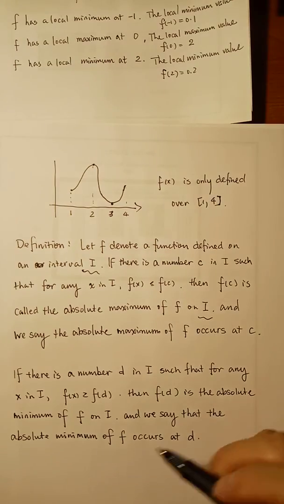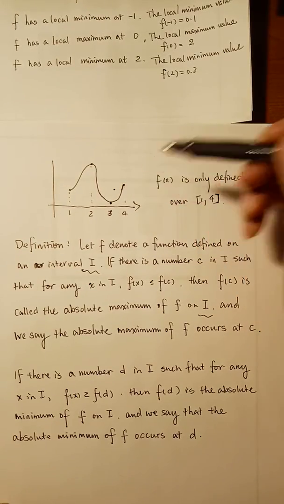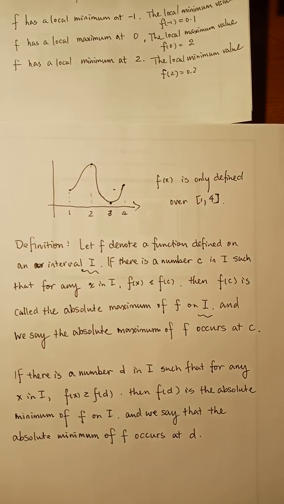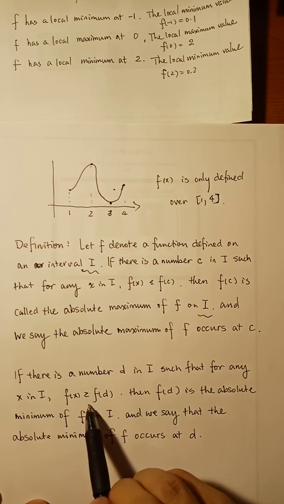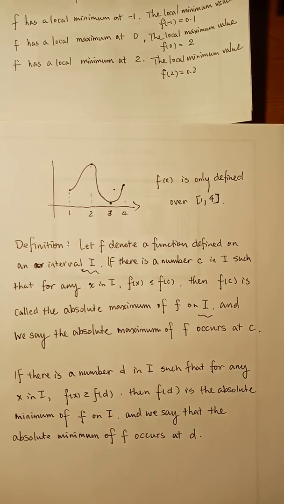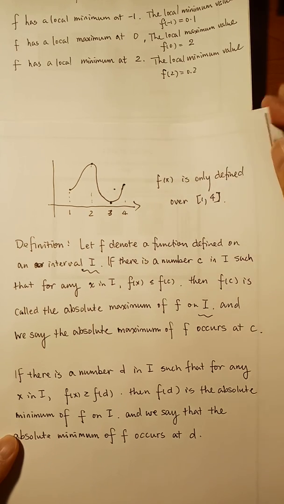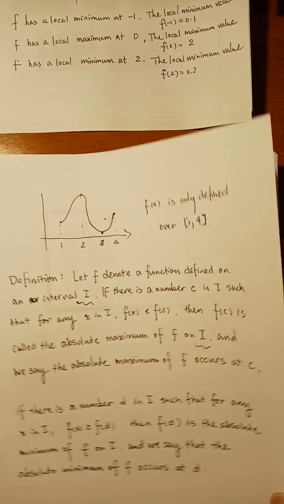And the value is the absolute maximum or absolute minimum. Okay, so that's the definition of absolute maximum and absolute minimum. In that case, we say it is the minimum or maximum over the whole domain. In the relative, the local maximum or minimum, it just says in a small neighborhood. That's the difference. Okay, so let's check the examples.